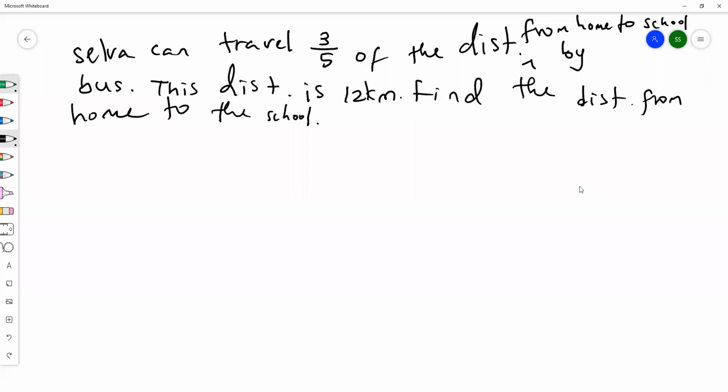The situation is very risky, so be careful, right? Okay, children, now read the question. Selva can travel 3/5 of the distance from home to school by bus. Is Selva traveling the total distance by bus?